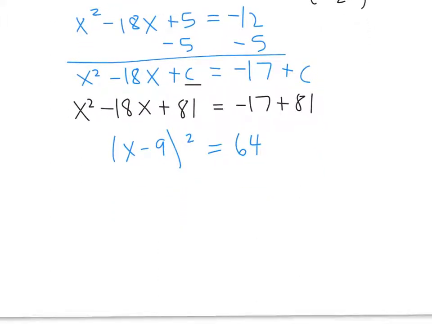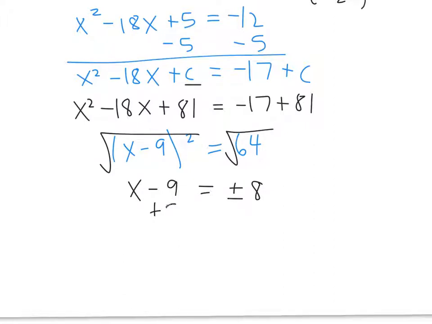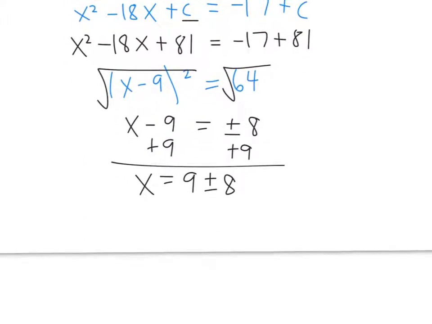So now I can use the square root property. I can take the square root of both sides, because how do you undo something being squared? Well, you take the square root. So I'm left with x minus 9 equals plus or minus, the square root of 64 is 8. Now I'll isolate x by adding 9. So I get x equals 9 plus or minus 8. This problem actually will come out with integer value answers. So here, 9 plus 8 is 17, and 9 minus 8 is 1.